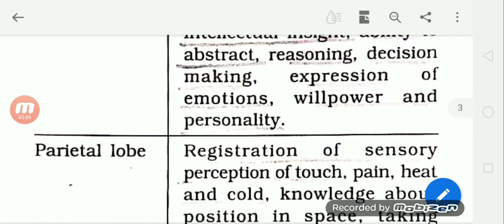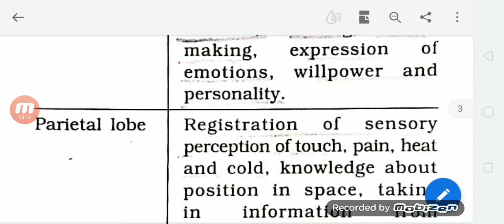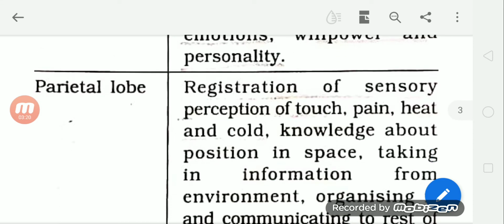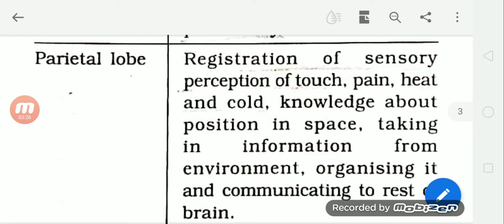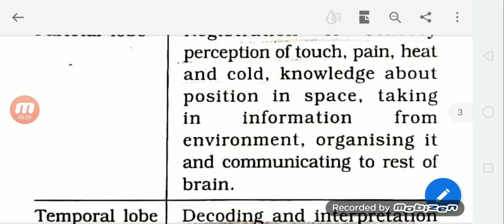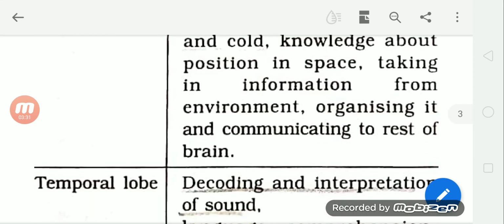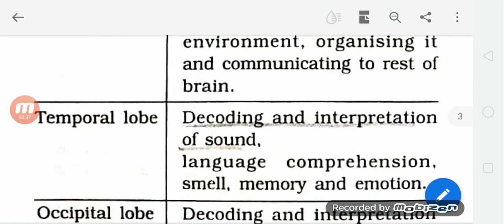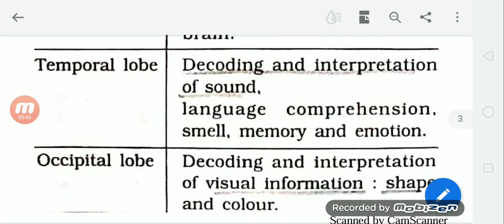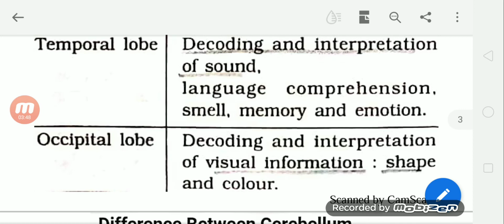The parietal lobe: registration of sensory perception of touch, pain, heat, and cold, knowledge about position in space, taking in information from the environment, organizing it and communicating to the rest of the brain. Temporal lobe: decoding and interpretation of sound, language, comprehension, smell, memory, and emotion. Occipital lobe: decoding and interpretation of visual information, shape, and color.